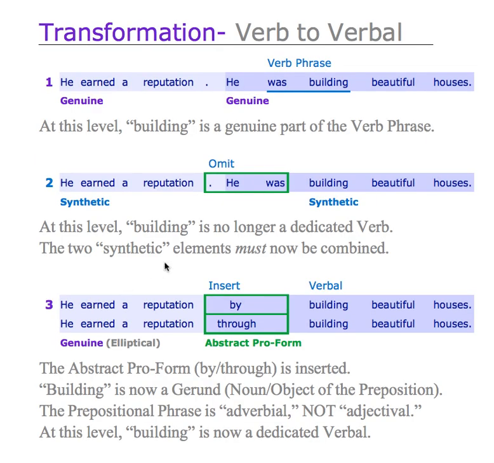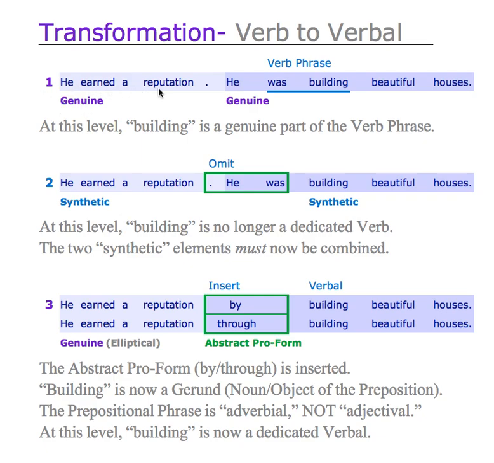Now, how do we get from the verb to a verbal? Well, I'll show you how it works in my mind. And I use this system for other structures, which you can find in my other videos. I have quite a few grammar videos. Okay, so at level 1, we have a genuine clause here.